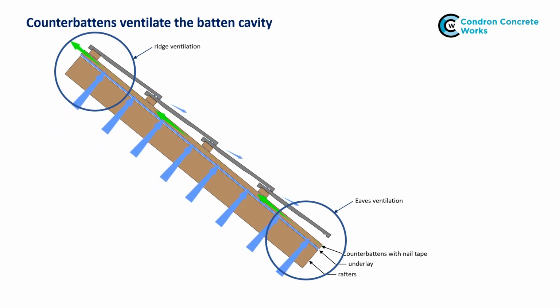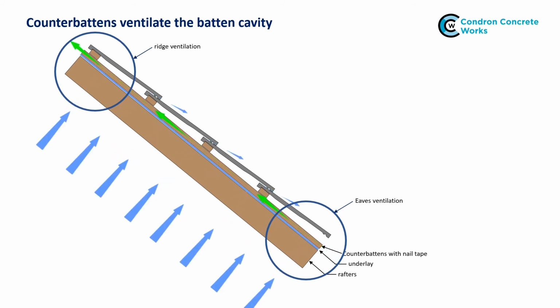Depending upon the type of underlay, it may be necessary to cut back the underlay at the ridge to provide roof space ventilation. If this is the case, then the dry ridge system will ventilate both the roof space and the batten cavity.